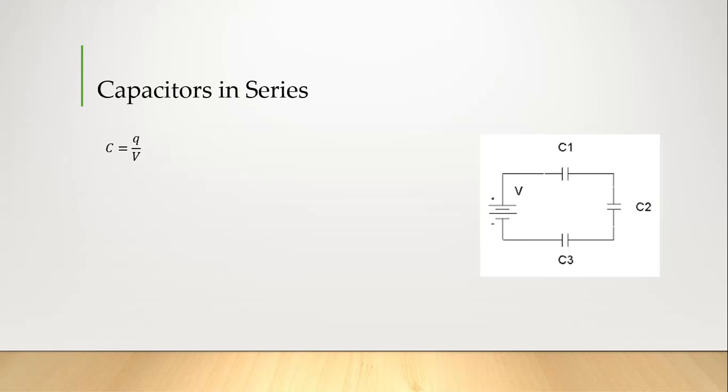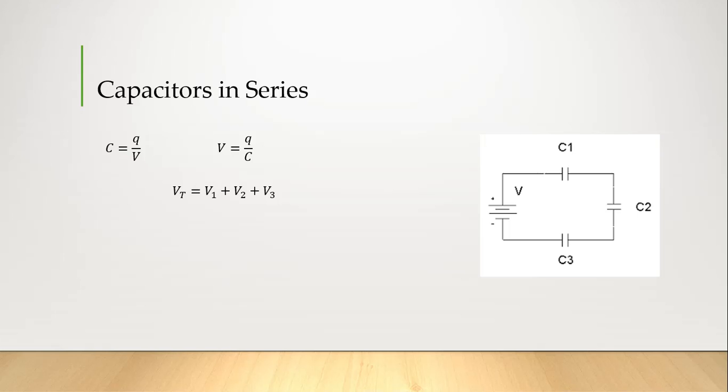First one to discuss is capacitors that are in series. So here I have C1, C2, and C3, all in series with one another. If we rearrange this equation, we get V equals Q over C. Now, the one thing that I know about voltage in a series circuit is that if I add up the voltages over all the elements in the circuit, I should end up with the total voltage of the circuit. So if I add up the voltage on C1, the voltage on C2, and the voltage on C3, I should end up with the total voltage in the circuit.